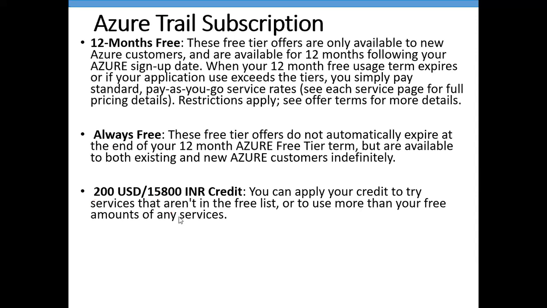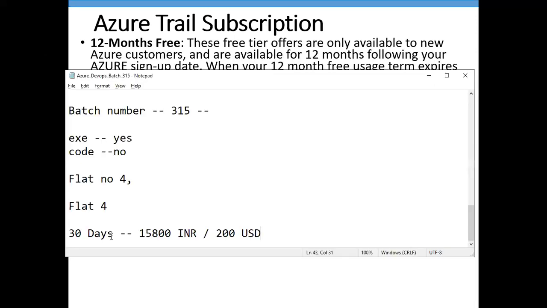The 15,800 Indian rupees we are getting, because they are actually not giving in Indian rupees, they are giving it in dollars. So whatever the currency rate is as per their calendar year, that particular amount we are getting. As of the last update, they are giving 15,800 rupees in Indian currency. So this particular credit we will get for the first 30 days. It means for the first 30 days, you can use any of the Azure services, free or paid, under this credit.